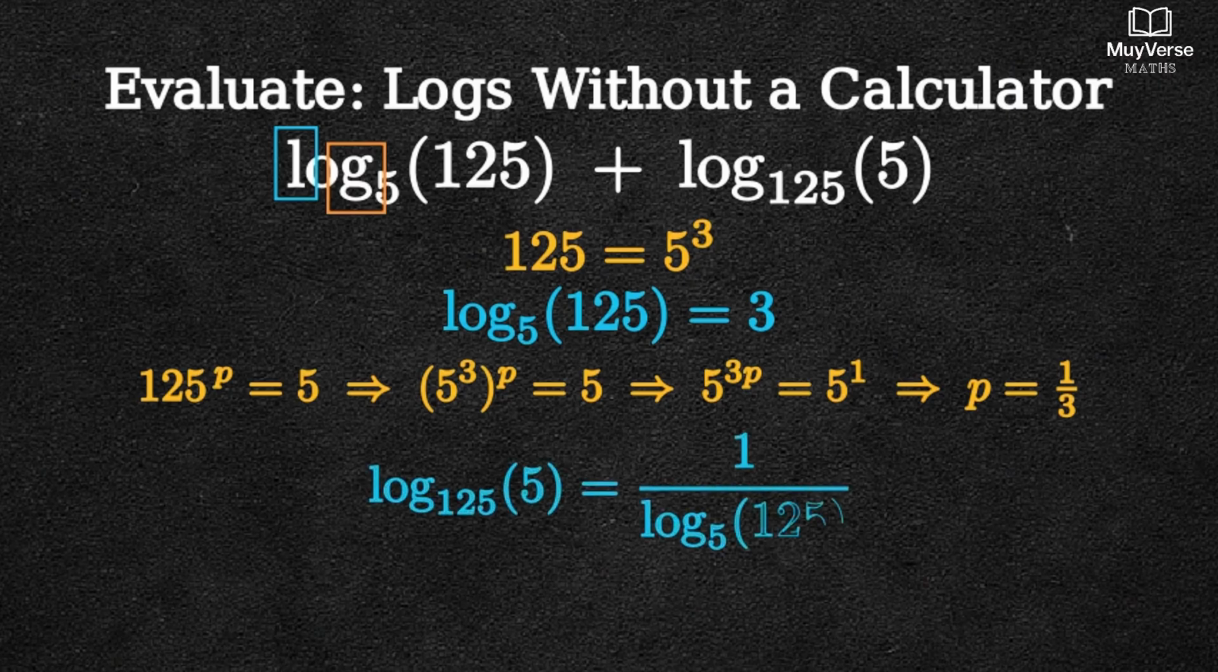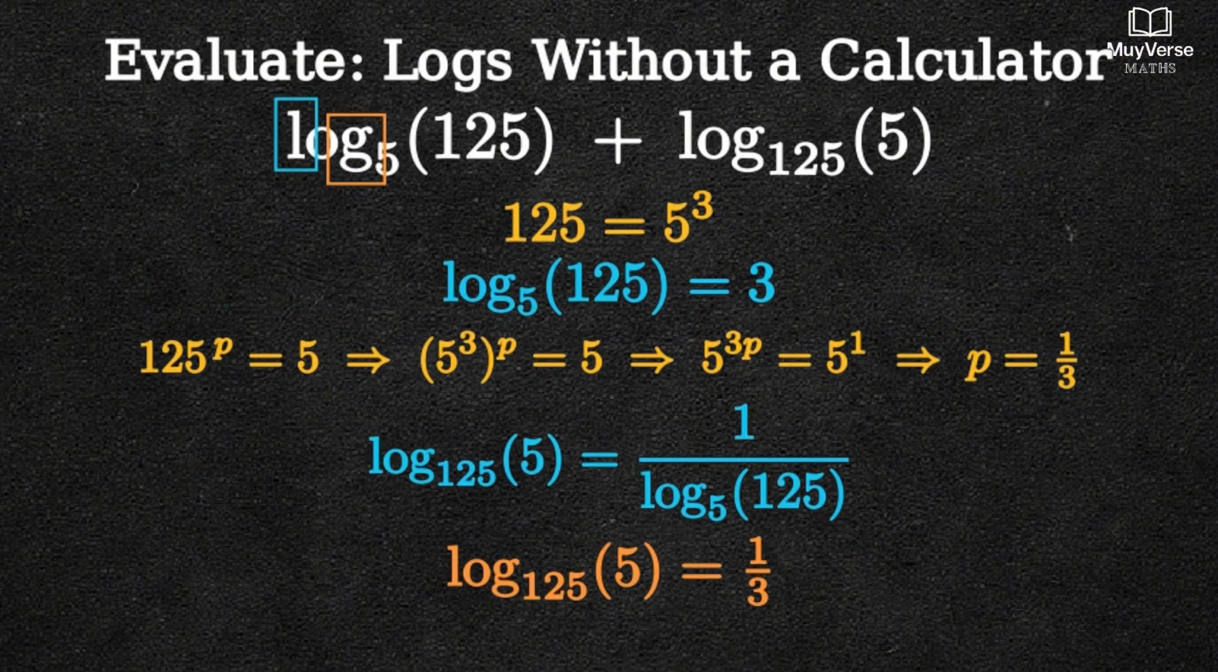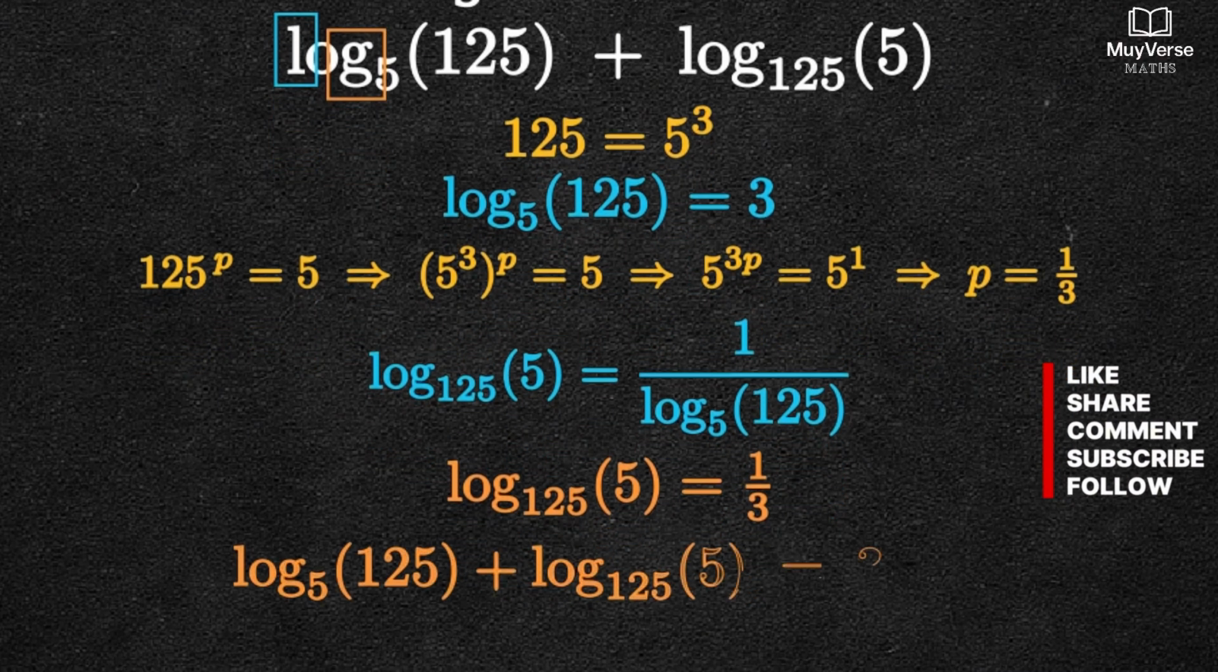Alternatively, use the reciprocal property. Log base 125 of 5 equals 1 over log base 5 of 125. Since that earlier value was 3, this equals 1/3. Step 3. Add the two values. We have 3 plus 1/3.